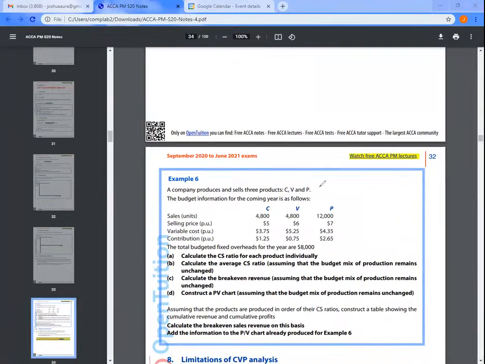Somebody is saying that this is 6,000. So just check. Remember, calculate the average CS ratio, assuming that the budget... Let me repeat this very fast.